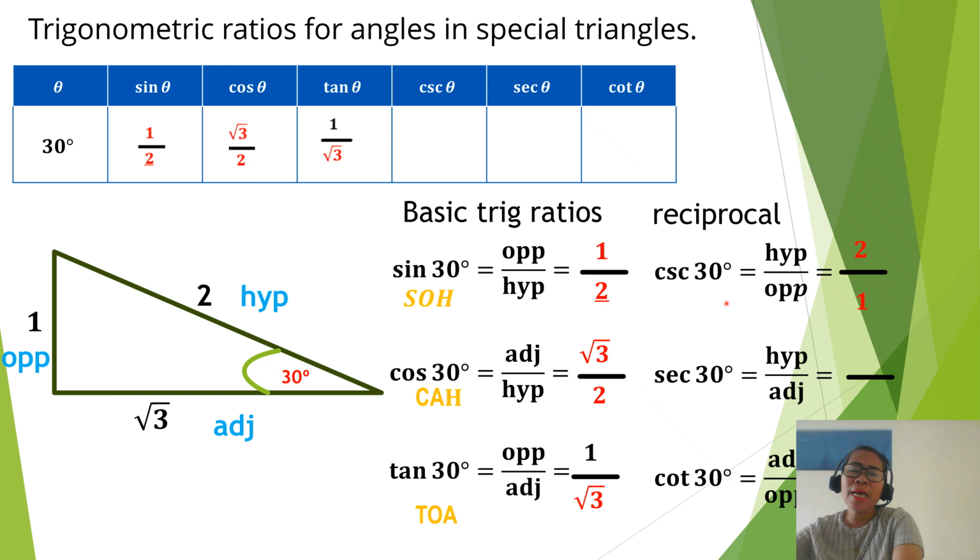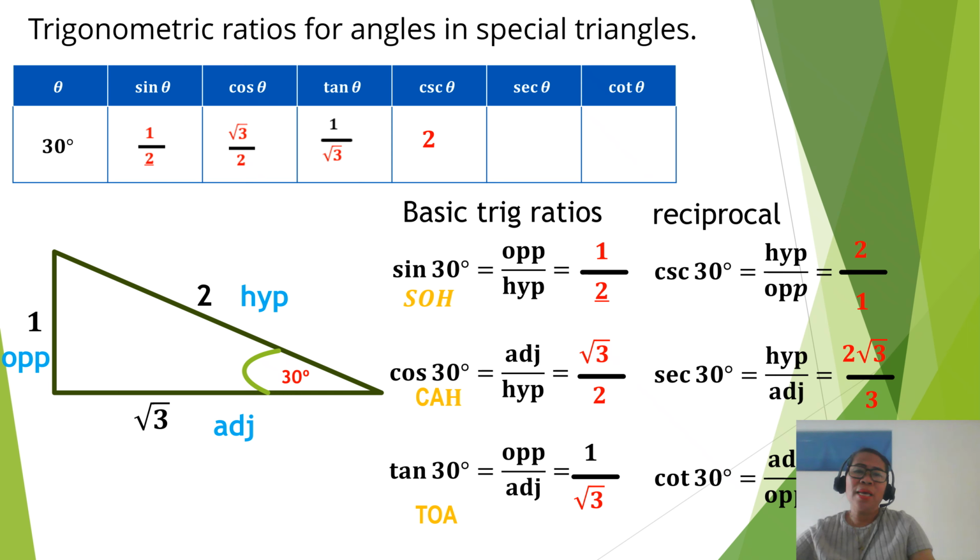Now for the cosecant of 30, remember the reciprocal of 1/2 is 2 over 1, or it's 2. Secant 30 is the reciprocal of cosine 30, which is square root of 3 over 2. Then reciprocating it will be 2 over square root of 3. But the question, where did we get that 2 square root of 3 over 3?